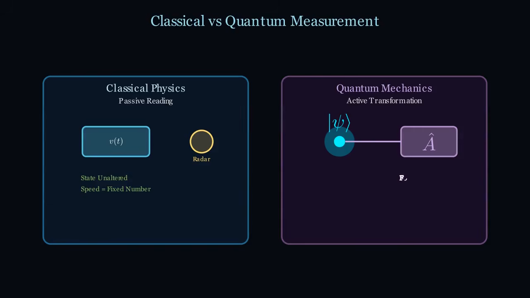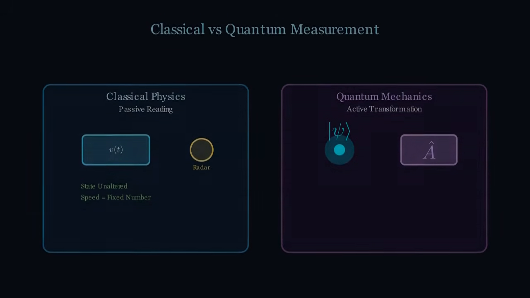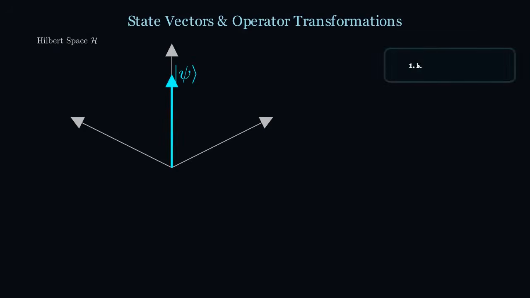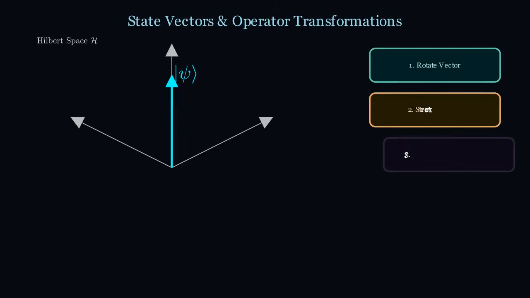How do we translate physical measurements into mathematical tools? To understand this, we must look at how we manipulate vectors when twisting and stretching them. Think of a quantum state as a vector pointing in a multi-dimensional space called Hilbert space. Every physical property we measure is represented by an operator. Geometrically, an operator is a transformation machine that rotates, stretches, or projects our state vector.